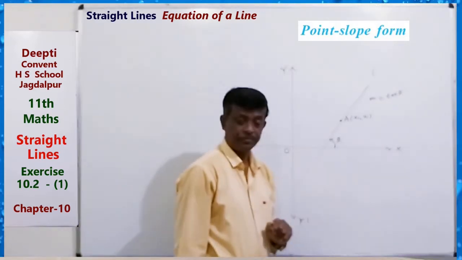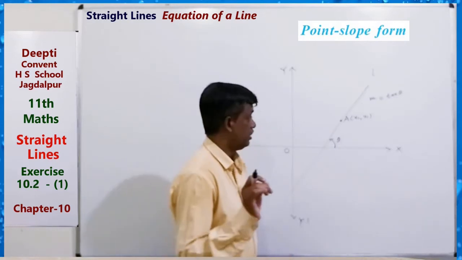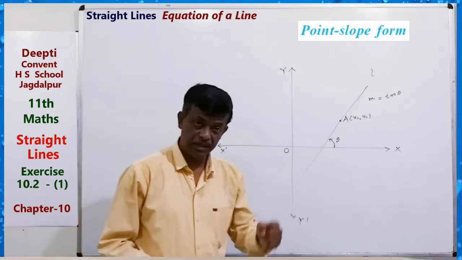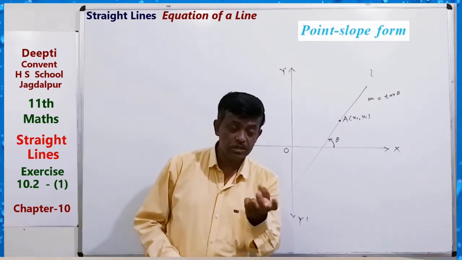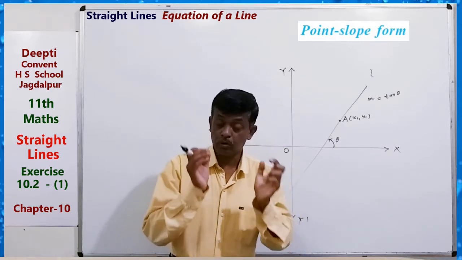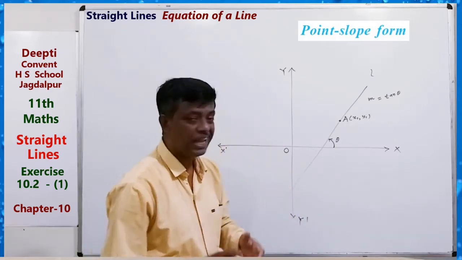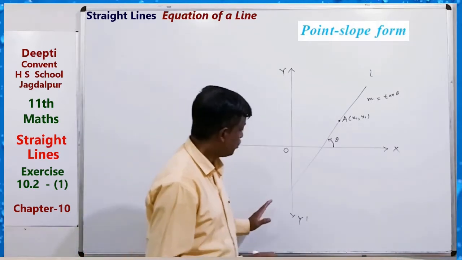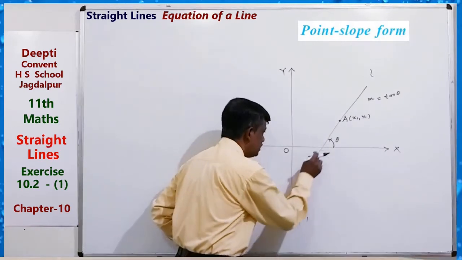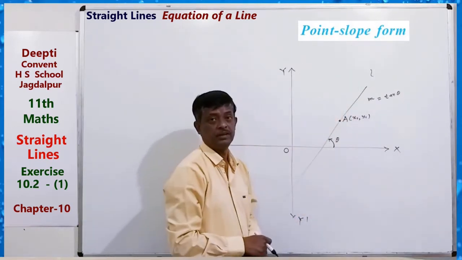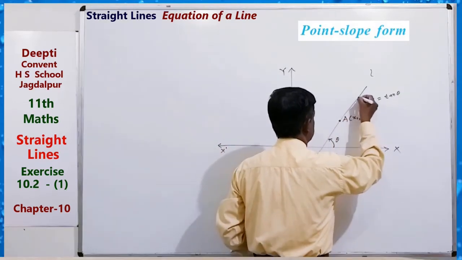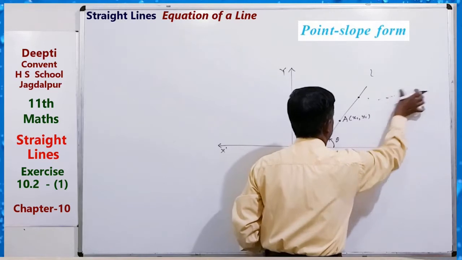So here the slope is m. Equation of line means an algebraic equation involving x and y, where x and y are the coordinates of arbitrary points on the line, meaning any point. We can take any arbitrary point on this line, here, here, here. Suppose we take an arbitrary point like this, P.